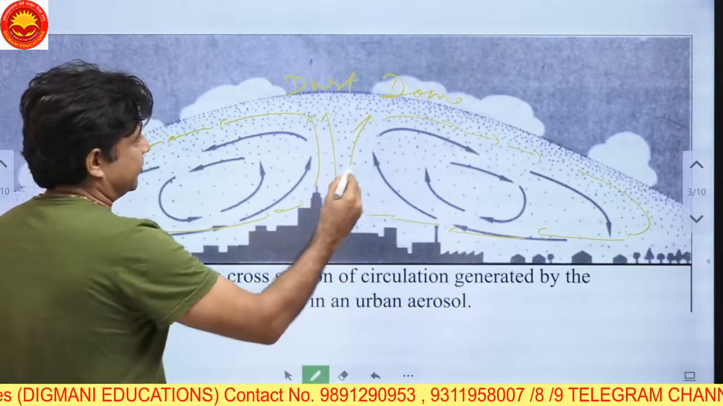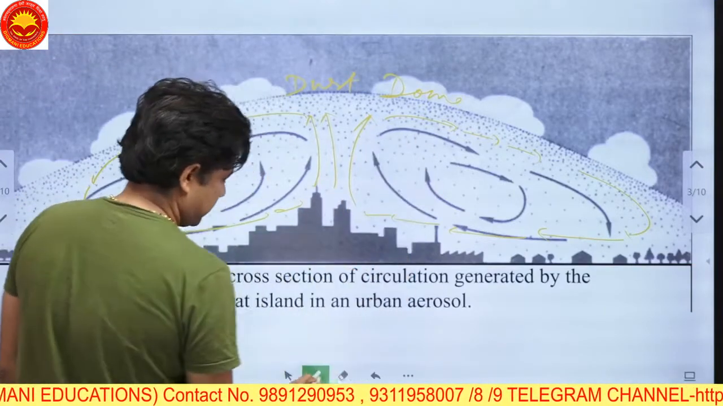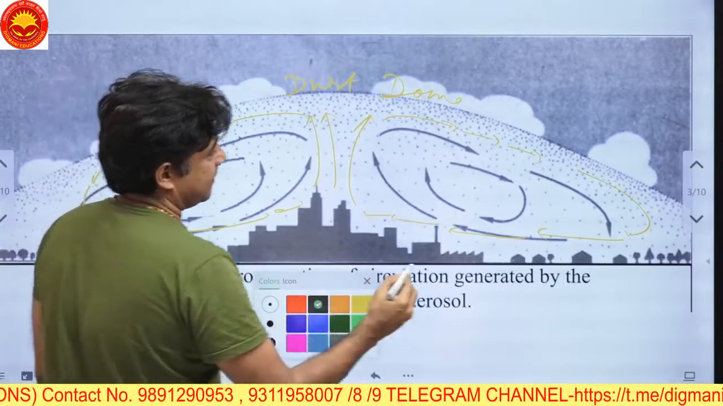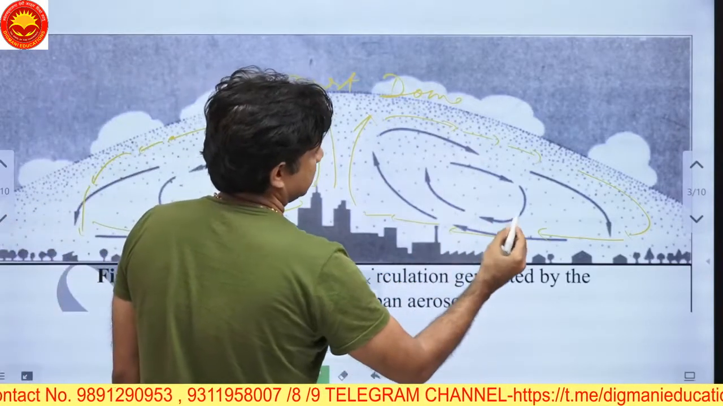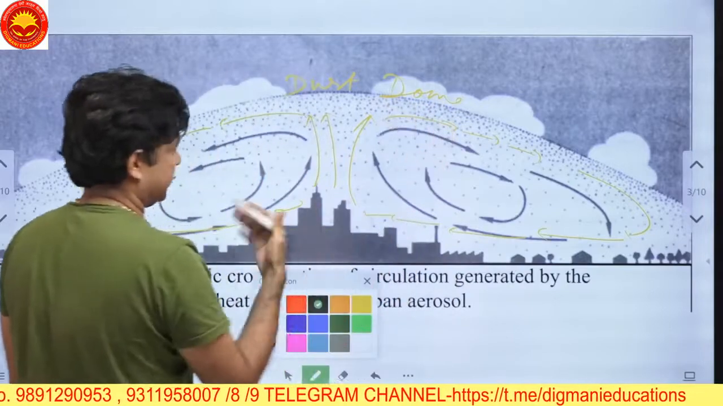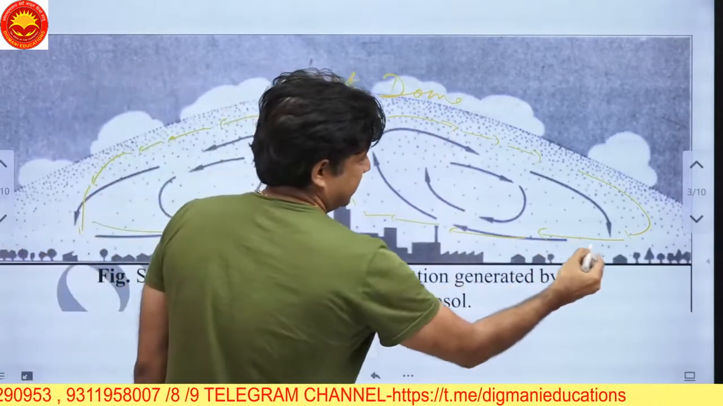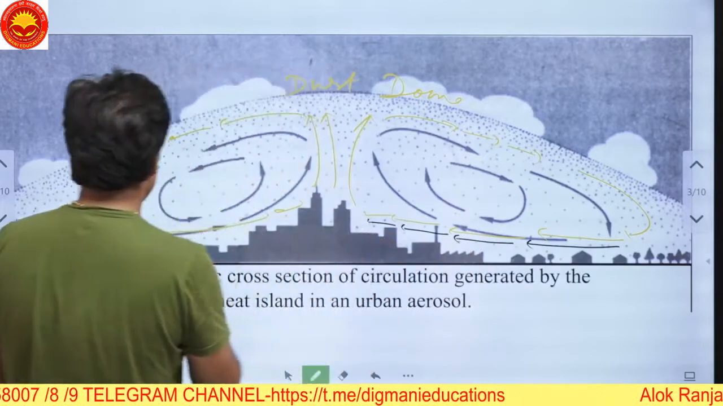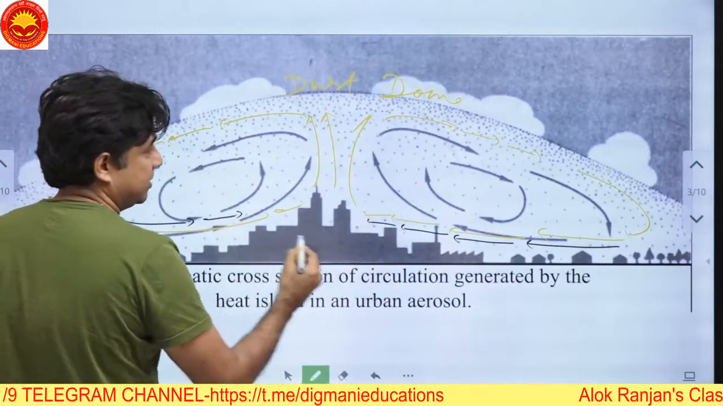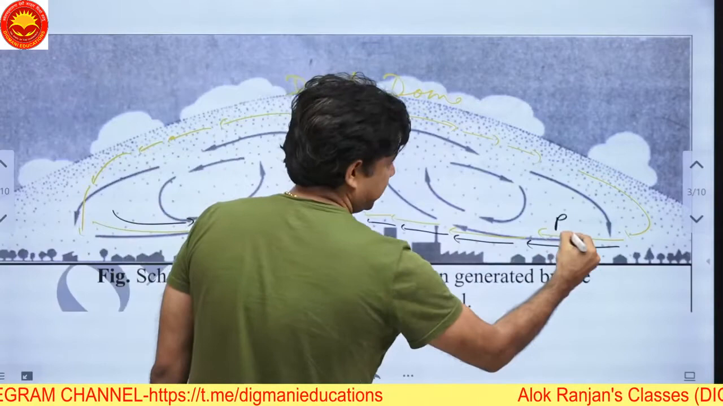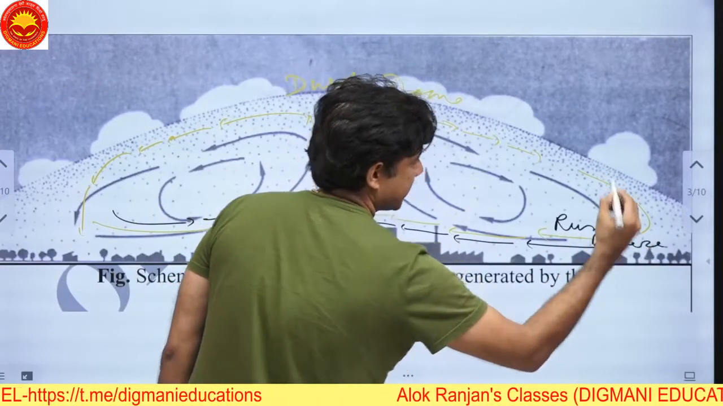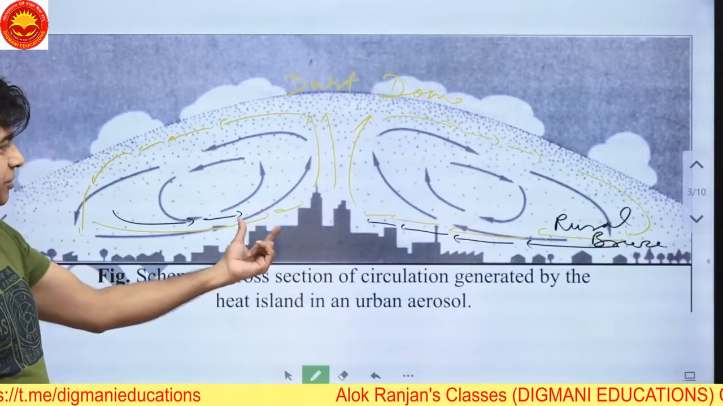I will change the color into something different. I think it has good visibility. So this is your air which is coming into the city, and this will be called the rural breeze. This is the rural breeze. The rural breeze is coming into the city.